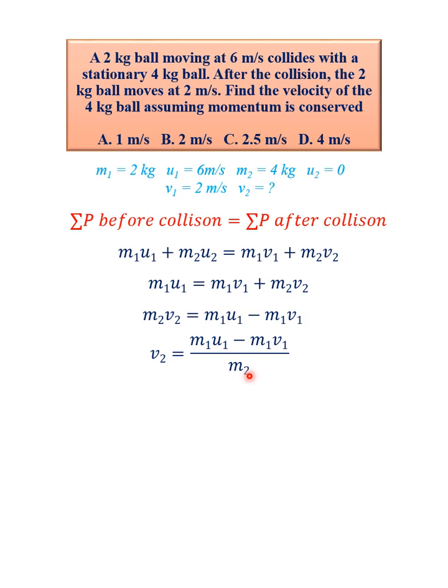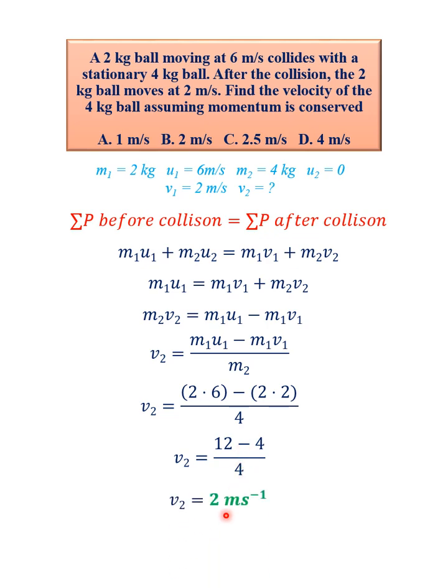This is where we now plug in the values. Plugging in the values, we have m1 to be 2 times 6 for u1 minus m1 is 2 times 2 for v1, divided by m2, which is 4. 2 times 6 is 12 and 2 times 2 is 4. So 12 minus 4 divided by 4 means 8 divided by 4. And of course, you agree with me that that is 2. So the final velocity of the 4 kg object is 2 meters per second. And it is very simple and straightforward. And that is a simple answer to the question, which means option B is the correct answer.